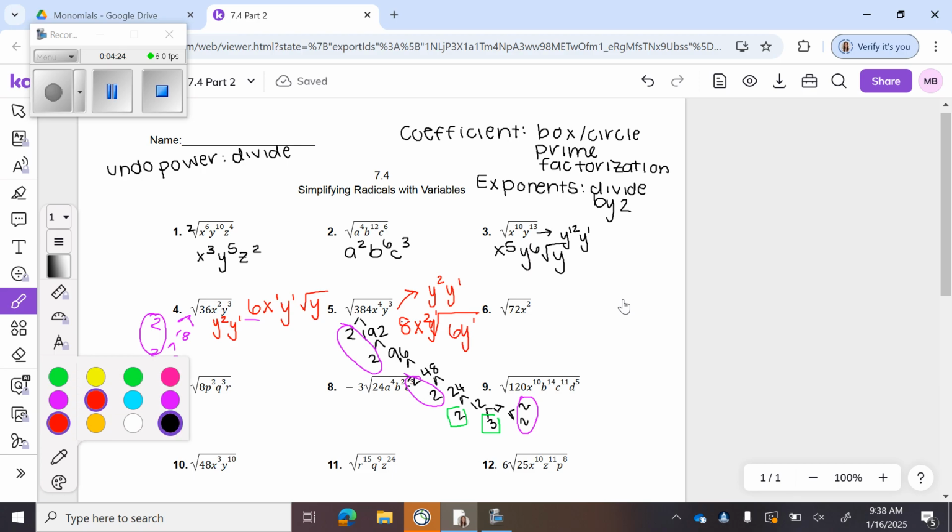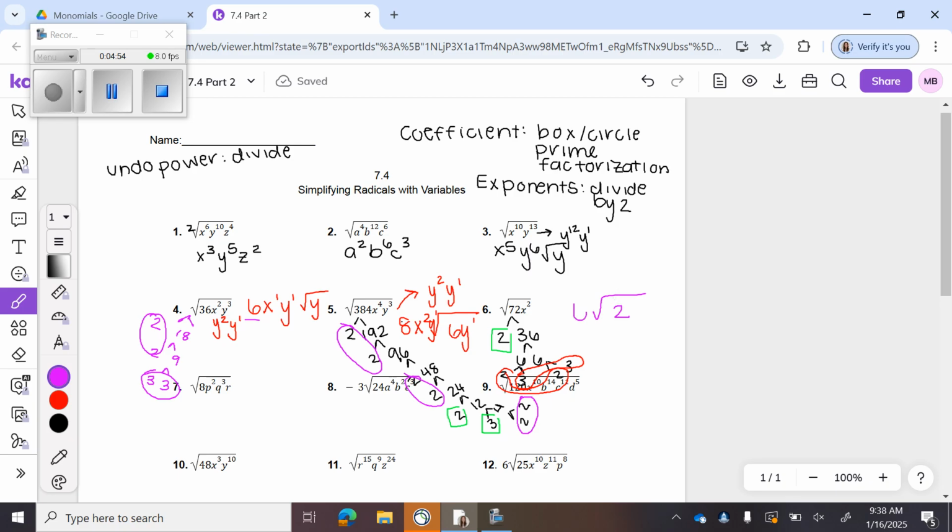All right, 6, I got to break down 72, which I know is going to be 2 and 36. And that's going to give me 6 and 6, 2 and 3, 2 and 3. All right, I'm going to circle my pairs. I've got a pair of 2's and a pair of 3's. Okay, and then the only guy that did not break down is this 2. So if he didn't break down, he's going to stay on the inside. And if he paired up, I'm going to multiply 2 times 3 is 6. They're going to come on the outside.